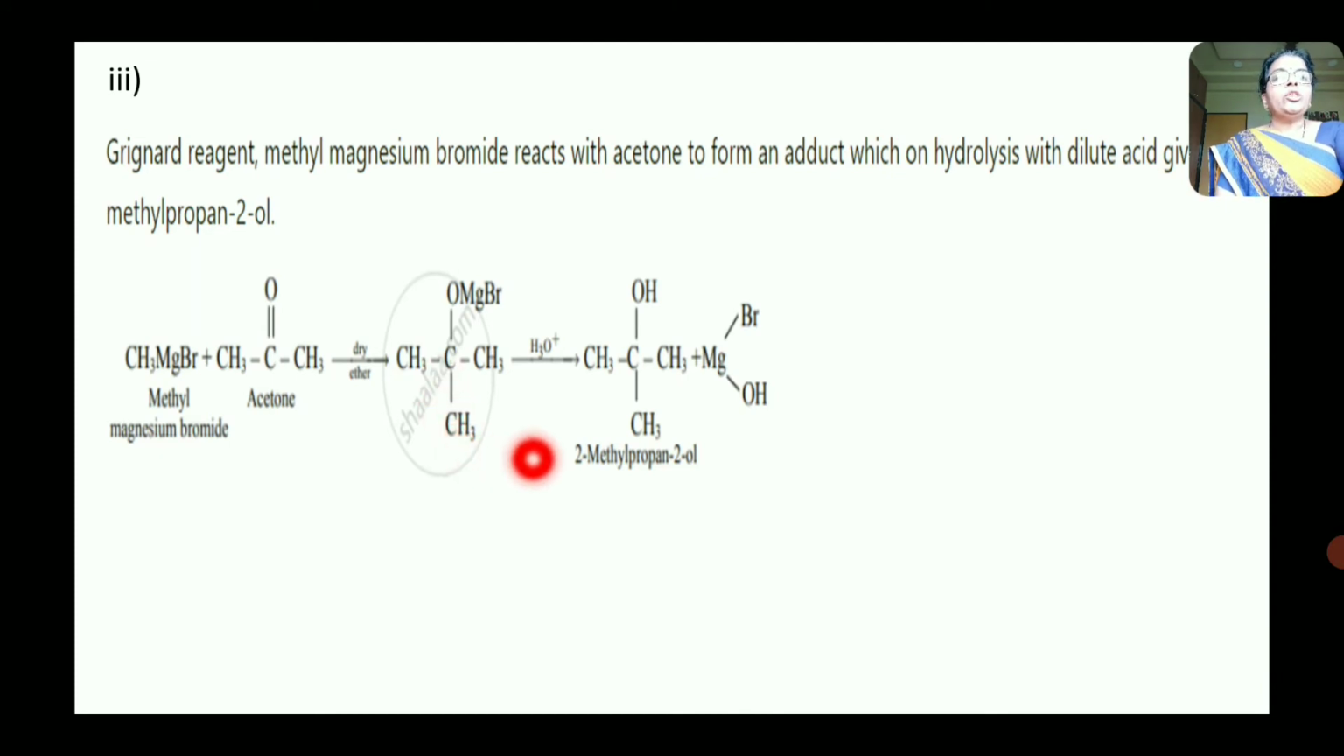And this magnesium complex, when it undergoes acid hydrolysis, there is formation of tertiary butyl alcohol or 2-methyl propan-2-ol. This is tertiary alcohol plus MgBrOH. In this way, acetone is converted into 2-methyl propan-2-ol.